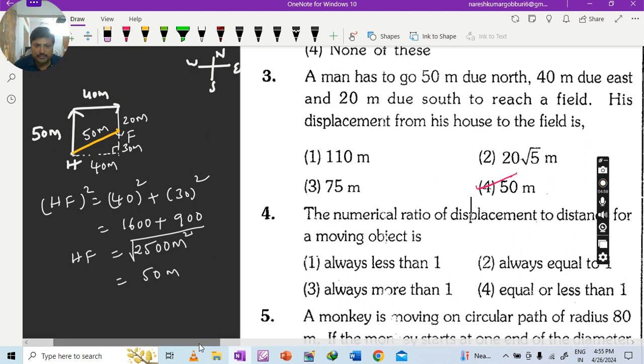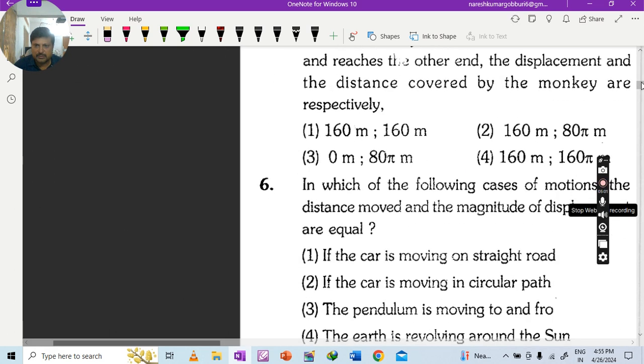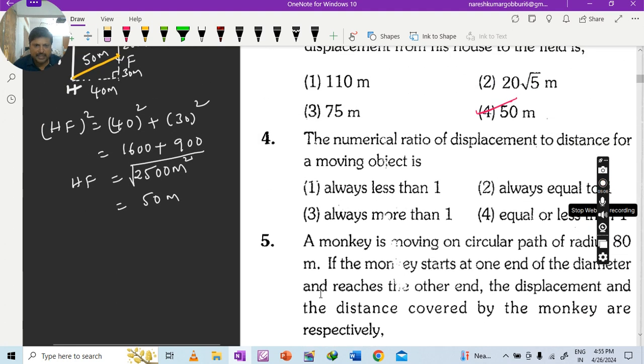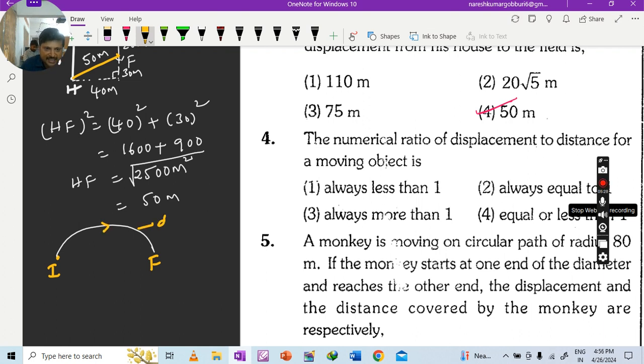Next, one more, that is the fourth question. Read the fourth question, my dear. The numerical ratio of displacement for a moving object is? See here, consider this is the initial point and a body moved from here to here. Suppose this is the final point, meaning the final position. Here this is the actual length covered by the body. This is called distance.